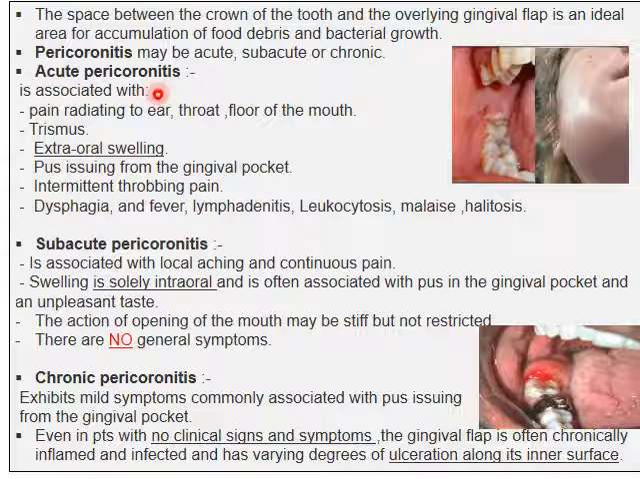The gingival flap is often chronically inflamed. يعني الجنجيفال هذا flap الموجود هنا أحيانا يكون chronically inflamed and infected and has a varying degree of ulceration along its inner surface. يعني هذا التشو اللي رفعناه هنا بالتويزر نلقي بالداخل ulceration، يعني ما صاير بيه healing، معناته اكو inflammation و infection بالمكان.